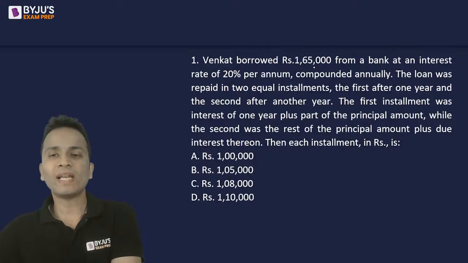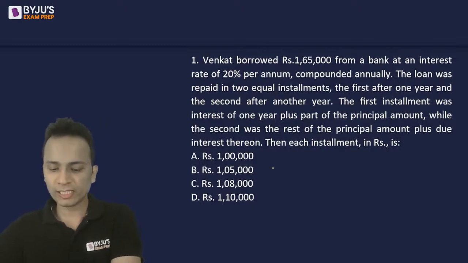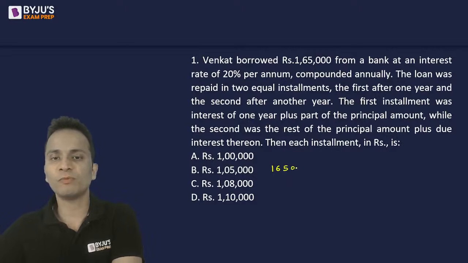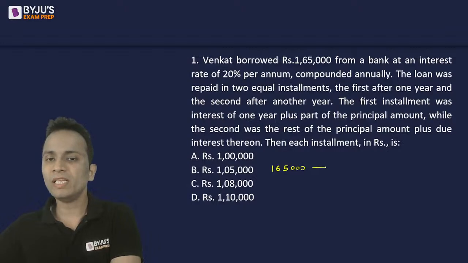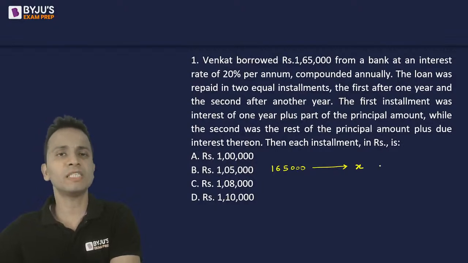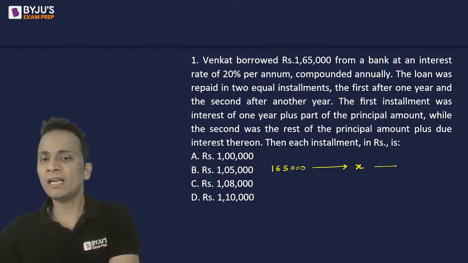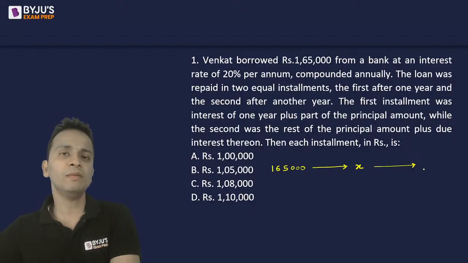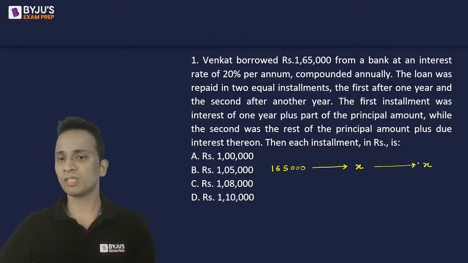Now, Venkat borrowed 1,65,000. So let's say today Venkat borrowed 1,65,000 from the bank. Okay, this is today. Now, 1 year after today, he will be repaying the first installment. Let's say the first installment is X rupees. And another 1 year after that, he'll be paying the second installment. Since both the installments are equal, the second installment will also be equal to X.